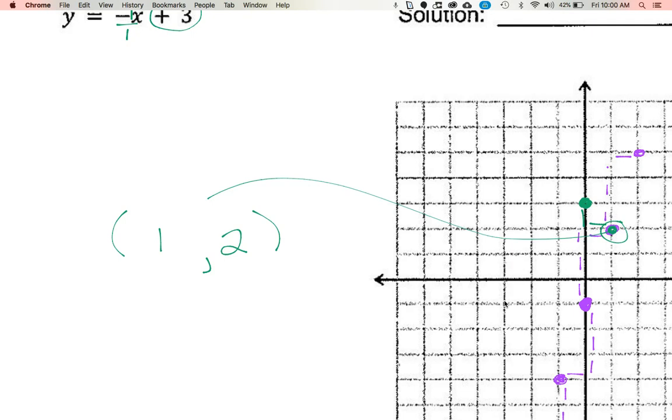Is everyone okay with where that 1, 2 came from? That's the coordinate of this point. An x value of 1, a y value of 2.